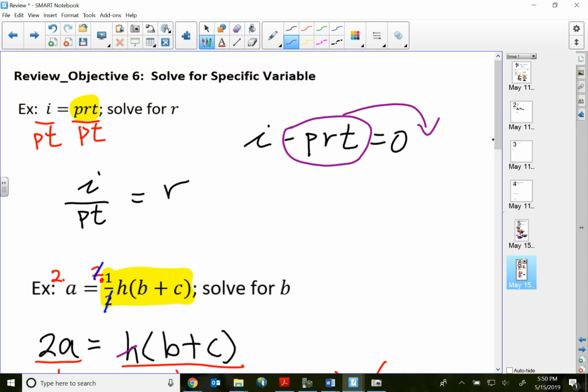So again, solving a linear equation, the whole idea is make sure you end up with the variable term on one side, everybody else on the other side.